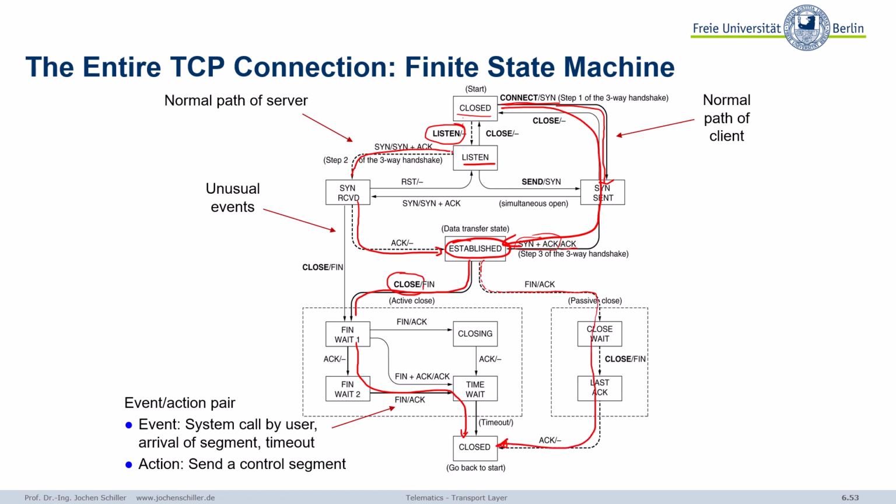So that's the idea. There are some more cases that could happen, so unusual events, even strange things like a simultaneous open. So it could be the case that both sides at the same time open the connection, resulting in only one connection. Because as I said, there can be only one connection with this quadruple, this socket pair. So that's the idea. Okay, that was the finite state machine.